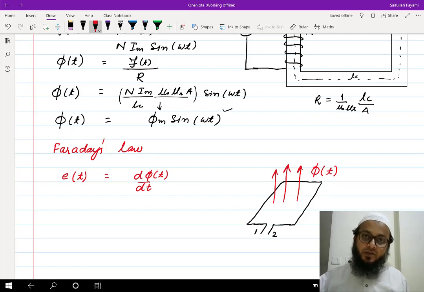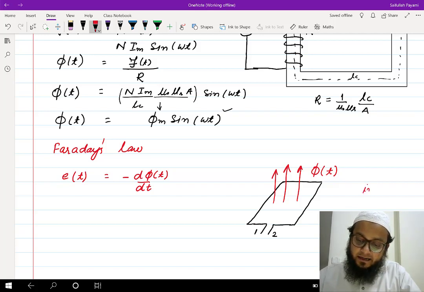So the direction of the induced EMF would be decided by Lenz's law, which says that whatever is the effect, that effect will counter the cause of it. The effect will actually counter the cause of it. So the effect is the induced EMF, and the cause of it is the change in magnetic flux. Let's say in this coil, the flux is increasing in this direction.